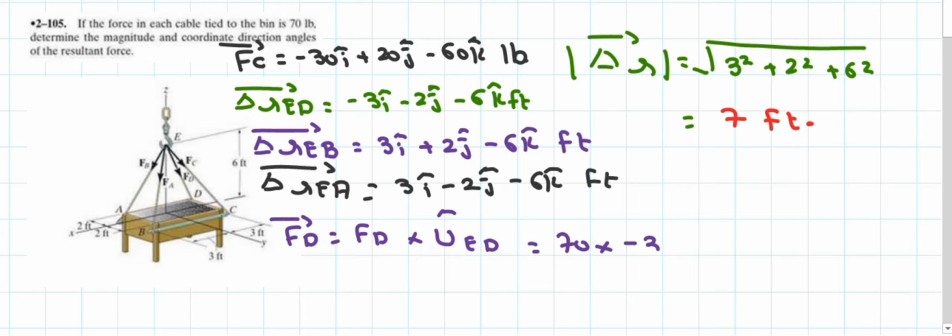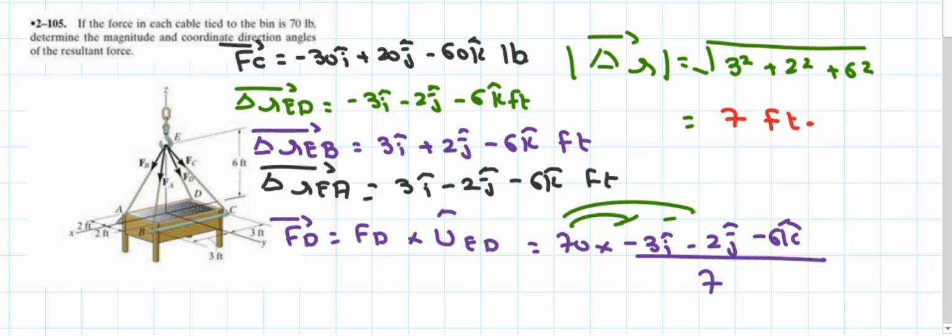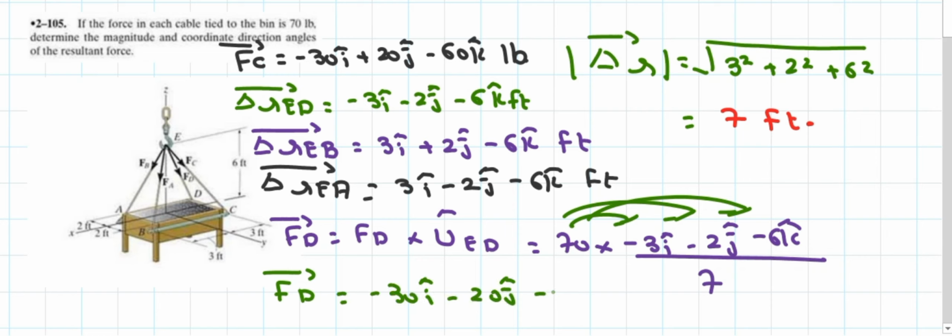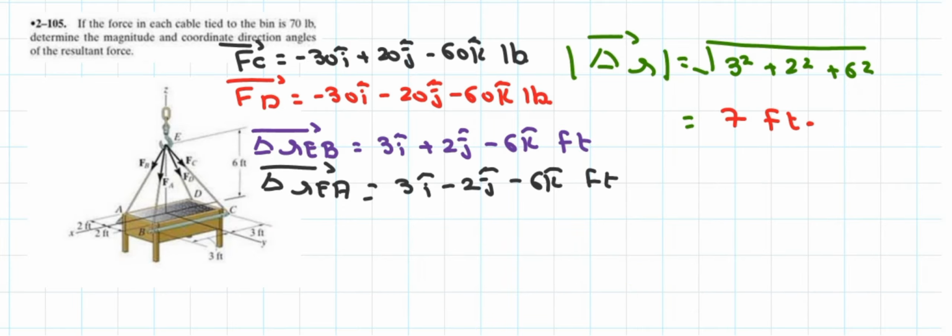It is nothing but negative 3i, negative 2j, negative 6k divided by its magnitude, which is 7. So multiply 70 to the individual unit vector present here. It will become the vectorial form of Fd, which is equal to negative 30i, negative 20j, negative 60k pound. This is basically the vectorial form of Fd. Now, what about the vectorial form of Fa? Let's work on it.